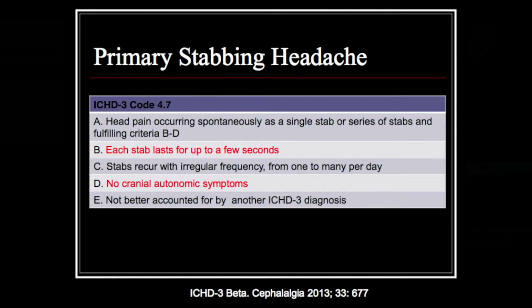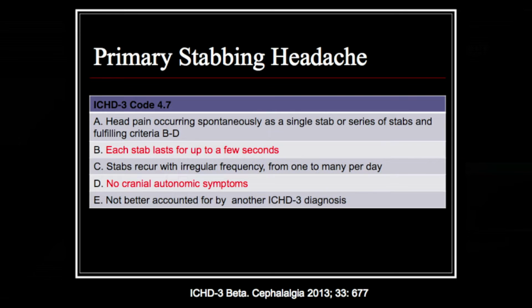There's something called primary stabbing headaches. These are what we used to call ice pick headaches. These headaches can occur for up to a few seconds, even up to a few minutes actually. The key differentiating feature between these headaches and, say, SUNCT and SUNA, which we talked about before, is the lack of cranial autonomic symptoms. And we call them ice pick headaches because it's like a sharp jab of pain.